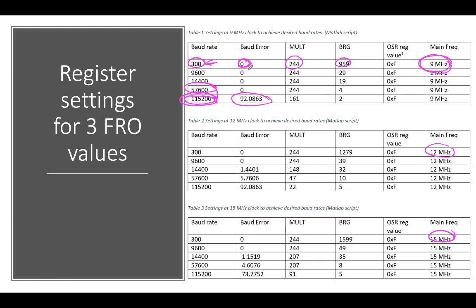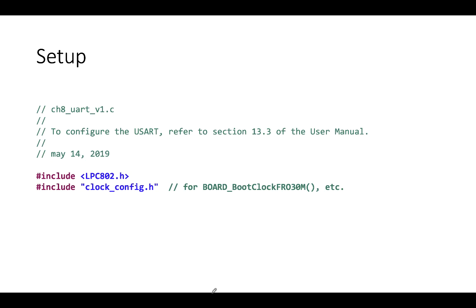If we look over here, we go from this 9 megahertz value where these transmission frequencies result in no error to, say, down here at 15 megahertz, you'll see that only at 9600 do we get a baud rate error of 0, whereas it is non-zero for 14400, 57K, or 115K. All right, so that is an overview of the tables for baud rate.